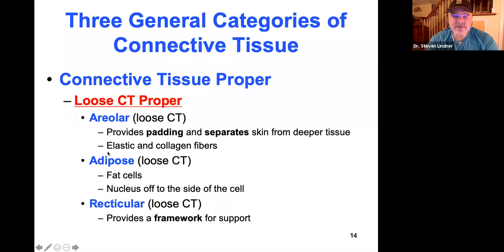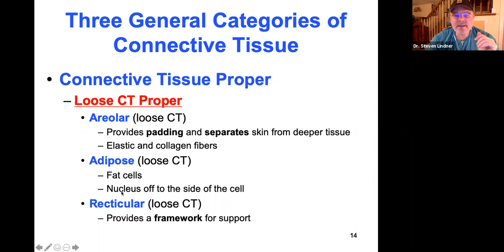There's three flavors that fall under that: areolar, which is loose connective tissue; adipose, that's your fat cell, that's loose connective; and reticular. So areolar connective tissue, that's going to provide the padding that separates your skin from the deeper layers, like from the muscle that lies deeper to it. And areolar connective tissue is made up of elastin and collagen protein fibers in the matrix. Then you have adipose, which are fat cells. We'll show you what that looks like.